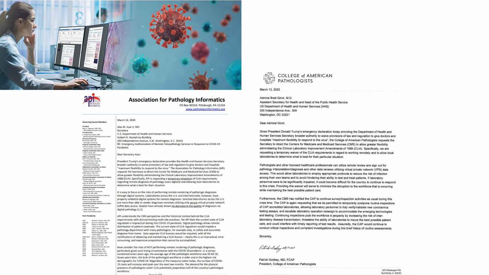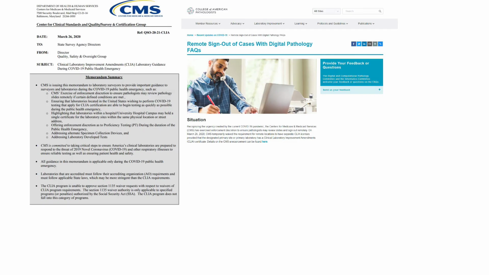However, in the meantime, the COVID-19 epidemic started in the beginning of 2020. There was a need for remote work and social distancing. During that time, the College of American Pathologists and the Association for Pathology Informatics wrote a letter to the US Department of Health and Human Services for emergent use of digital pathology for performing remote rendering of pathology diagnosis using a digital system with internal validation. In March 2020, the Centers for Medicare and Medicaid issued a memorandum in which CMS ensured pathologists may review pathology slides remotely during the COVID-19 public health emergency.